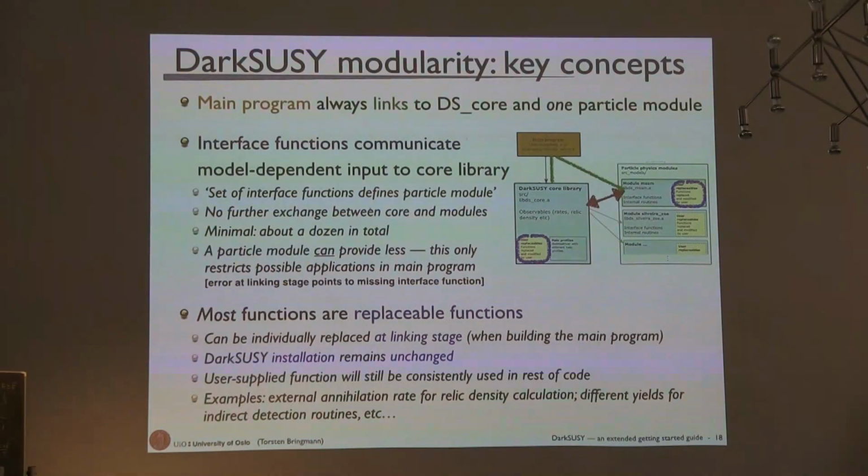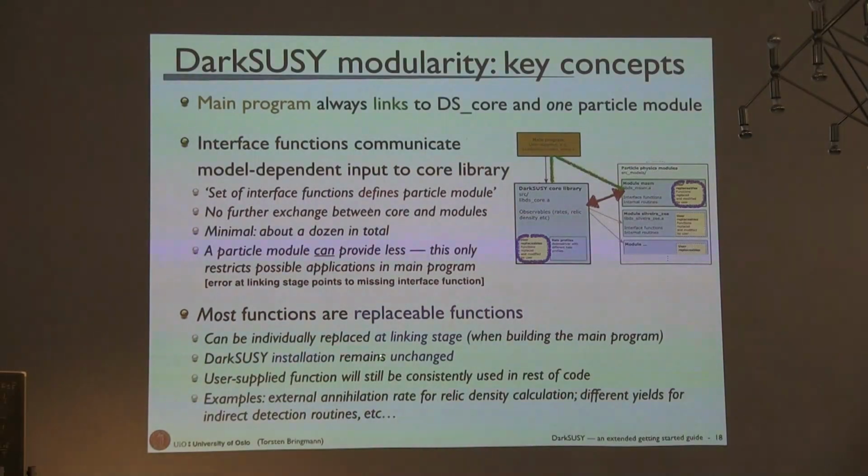but write your own invariant rate function, which of course in practice you would do by first copying the existing function to your private directory and then modifying that. And then tell the make command at linking stage to override it in the executable with your new version. So this is the idea of a replaceable function.